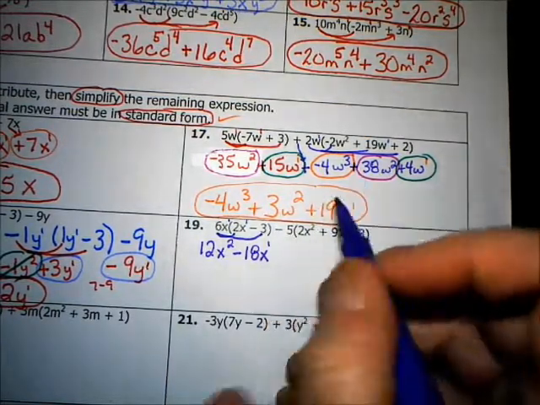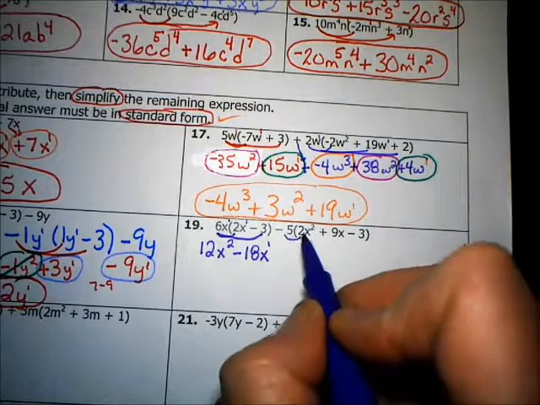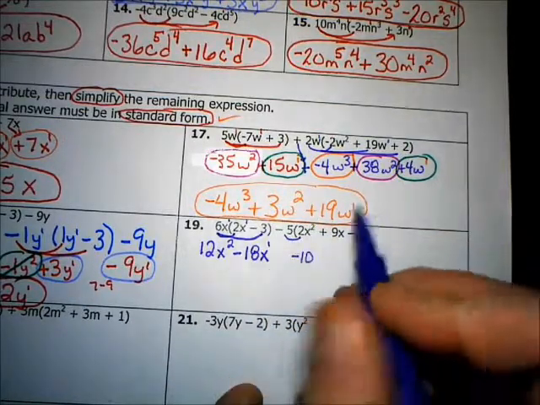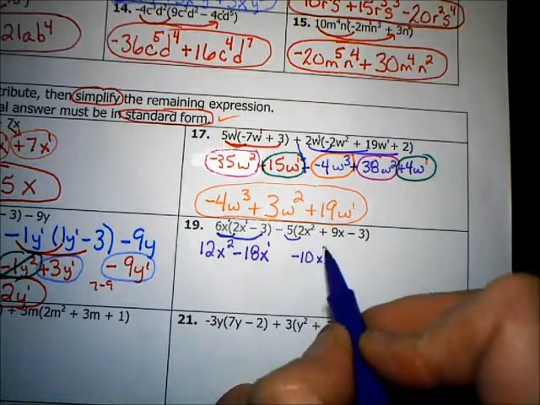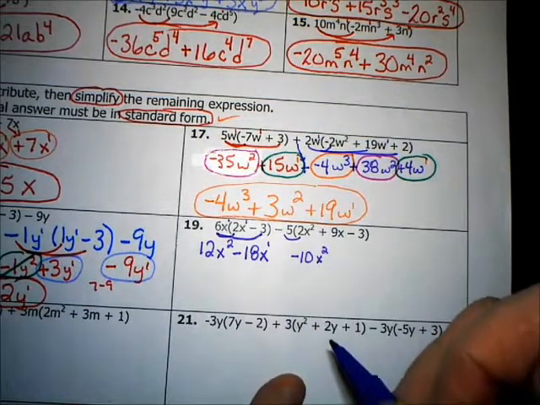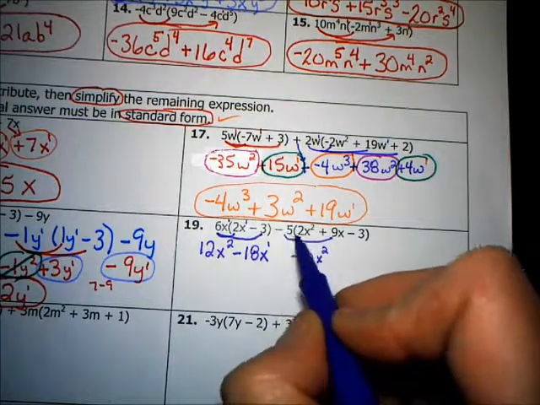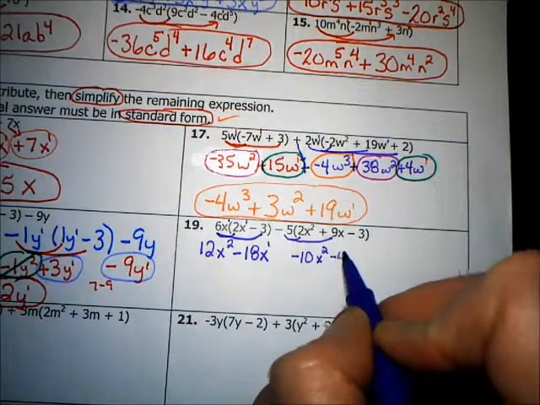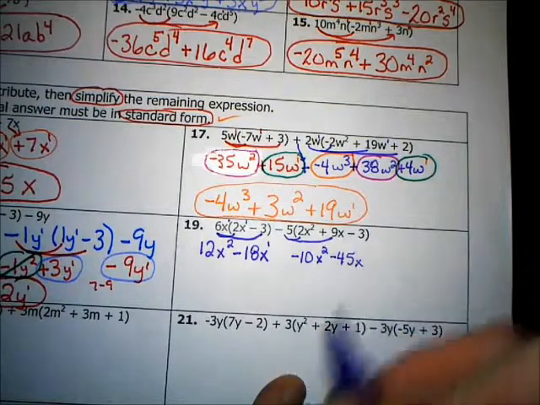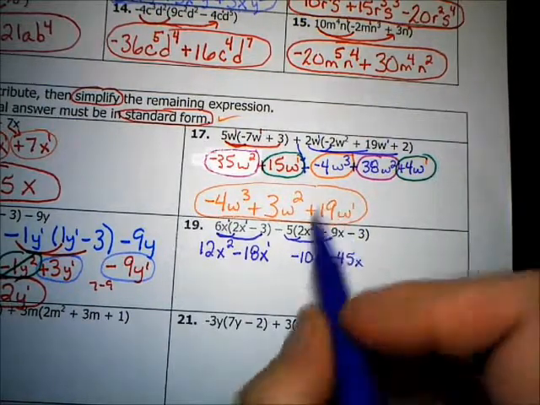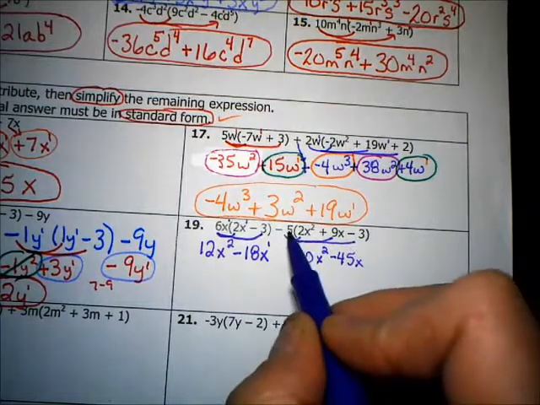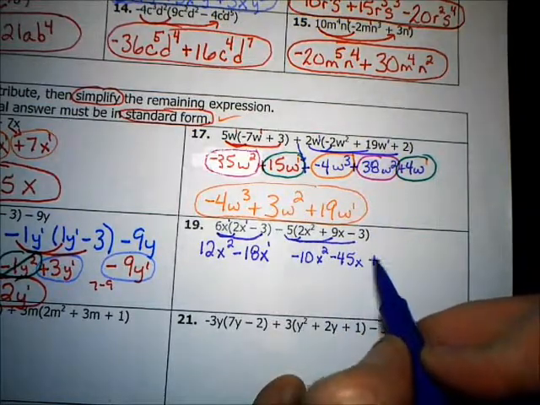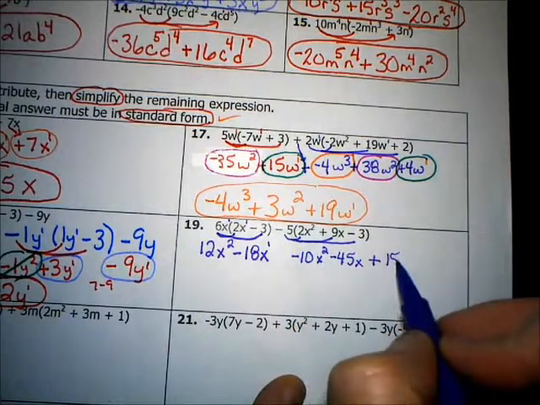Take the next term. Negative 5 times 2x^2. Well, negative 5 times 2 is a negative 10, and I carry the x^2 over. Multiply the next term. Negative 5 times 9x. Negative 5 times 9 is negative 45, and I carry the x over. And then do the last term. Negative 5 times a negative 3. Negative times a negative turns it to a positive 15.